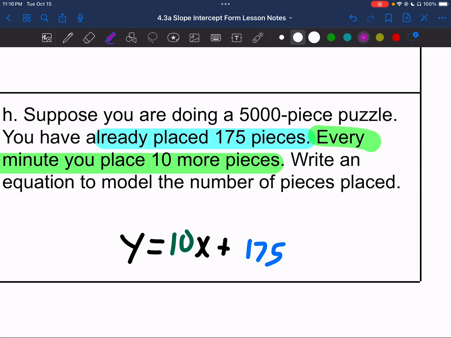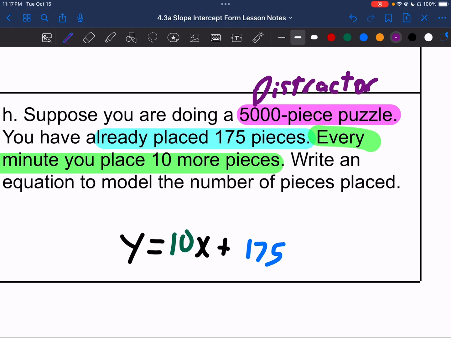Now, you might be asking yourself, well, what about the 5,000 piece puzzle? Is that information useful? It's actually not. That's a distractor. So what you might see is a problem on IAR, or a problem on MAP, or a problem on the Illinois Science Assessment, or eventually the ACT, SAT, whatever you may take, they're going to sometimes include extra information in a problem that you need to be able to identify what is the important information or not. In this case, if we're talking about writing an equation to model the number of pieces placed, do I care about what the total number is right now? No, I care about how many I have on the table already. So the 5,000 is unnecessary.